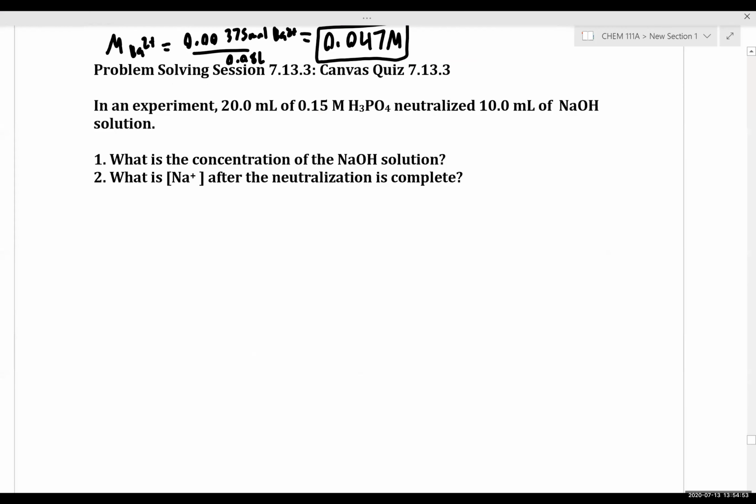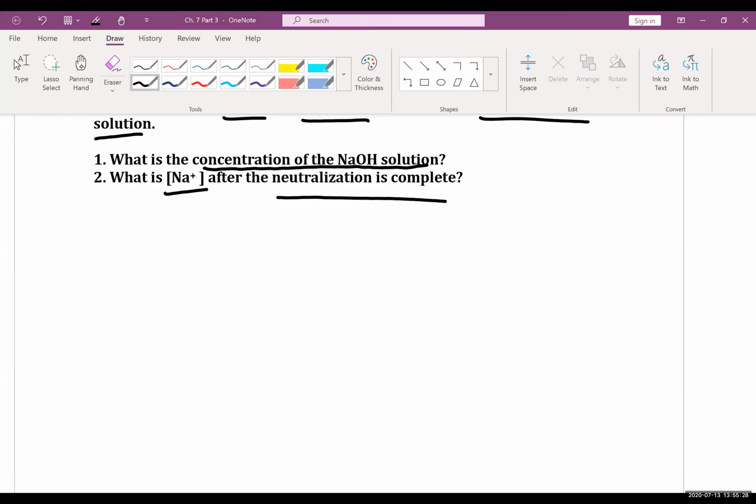In this experiment, we took 20 mL of 0.15 molar phosphoric acid, and we neutralized it with 10 milliliters of sodium hydroxide solution. I'd like you to tell me, at the end of the reaction, first, from this neutralization, what is the concentration of the sodium hydroxide solution? And second, what is the concentration of sodium plus after the neutralization is complete? Let's spend about 5 to 6 minutes on this example, and then we'll come together to discuss.